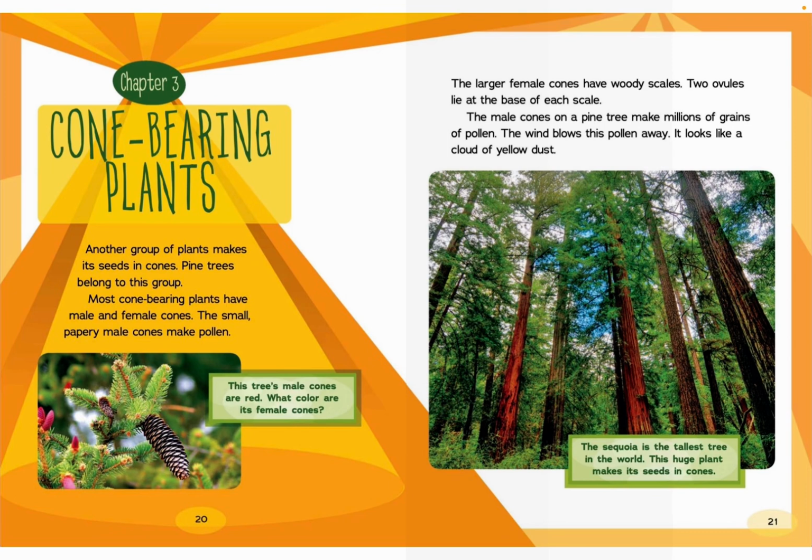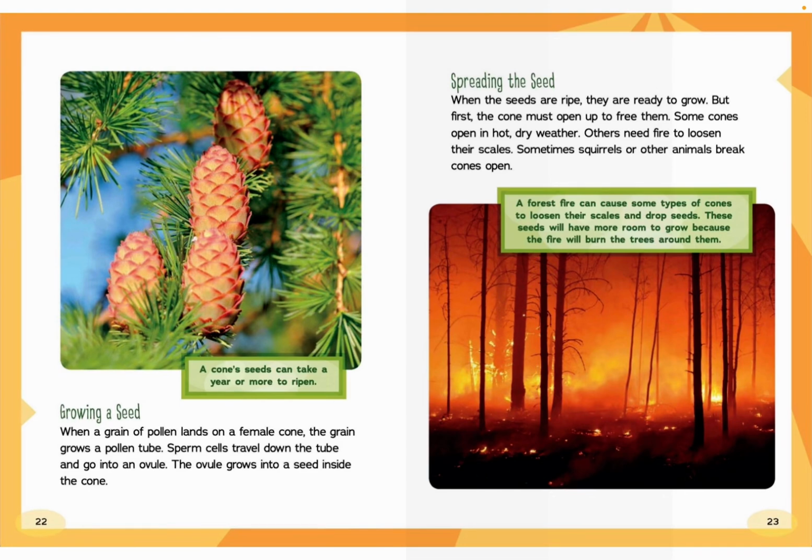The male cones on a pine tree make millions of grains of pollen. The wind blows the pollen away. It looks like a cloud of yellow dust. Then, when a grain of pollen lands on a female cone, the grain grows a pollen tube. Sperm cells travel down the tube and go into an ovule. The ovule grows into a seed inside the cone.